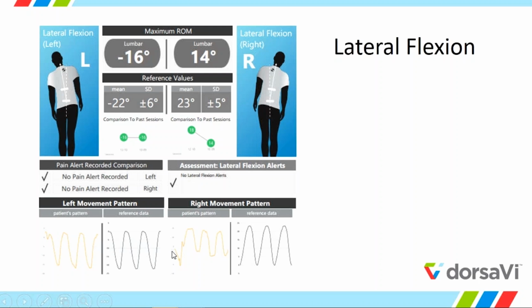Another thing that I want to say about this patterning is when you look at these lines on the report, if somebody has pain or neuromuscular control issues, you'll not see a smooth line here. So you can see that happening over here, the right movement pattern, the patient's pattern, the yellow line, there's this jitteriness. That might be a little bit of some neuromuscular control issues or pain, and it shows up that way on the report.